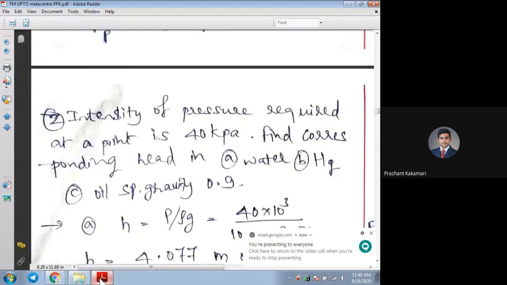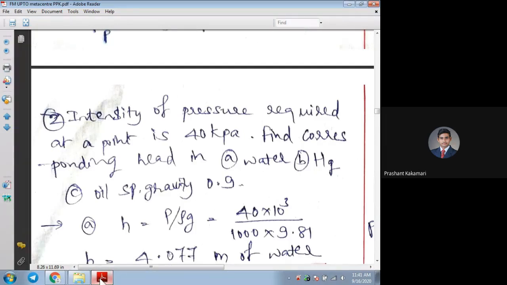Take the next problem. Intensity of pressure required at a point is 40 kilopascal, that is 40 into 10 raised to 3 Newton per meter square, or 40 into 10 raised to 3 Pascal. Find the corresponding head in water, mercury, and oil of specific gravity 0.9.